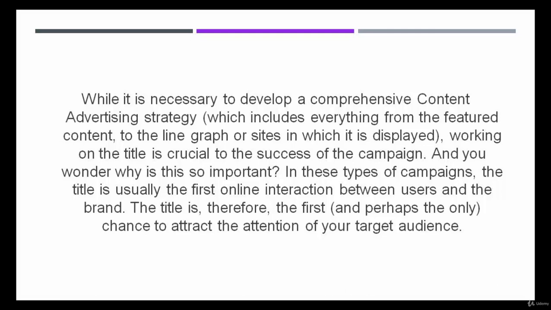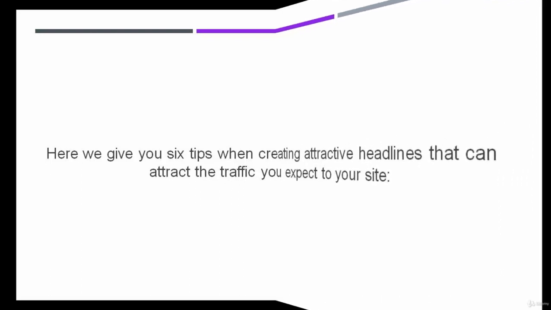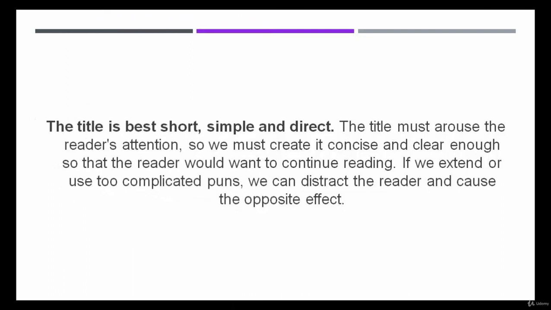In these types of campaigns, the title is usually the first online interaction between users and the brand. The title is therefore the first and perhaps the only chance to attract the attention of your target audience. Here we give you 6 tips when creating attractive headlines that can attract the traffic you expect to your site. The title is best short, simple, and direct.